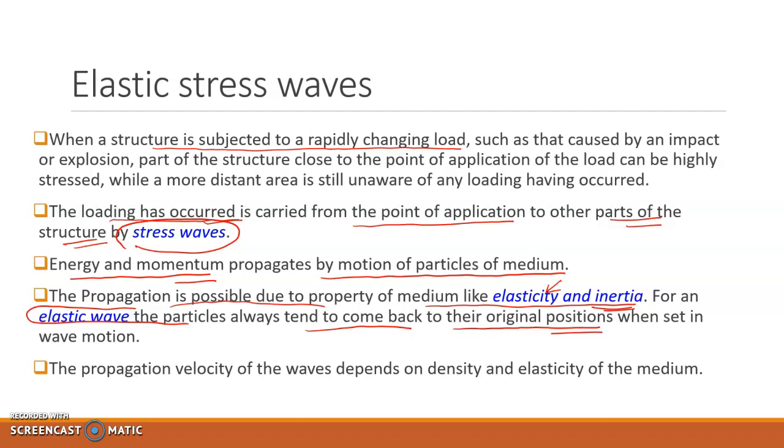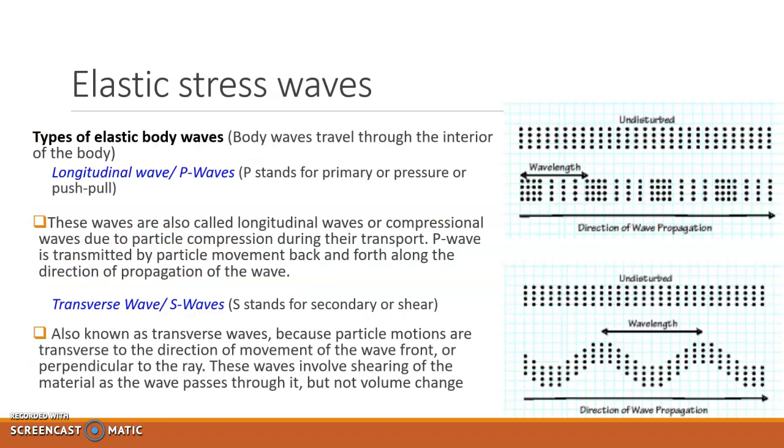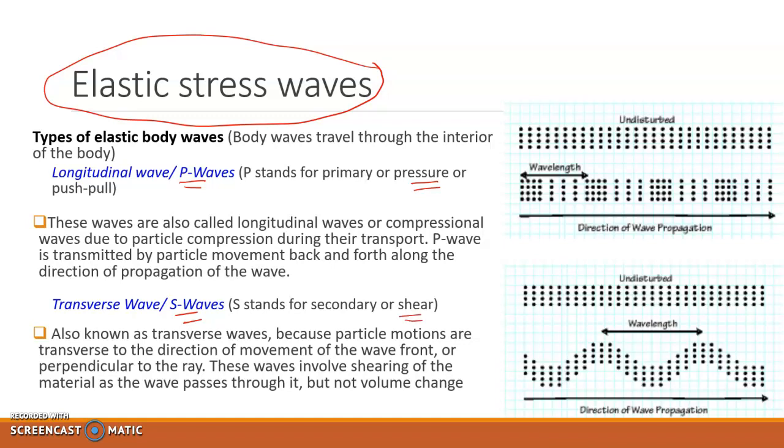The propagation velocity of such waves depends on the density and elasticity of the medium. Thus, these elastic stress waves are classified into different types. The important types are P waves and S waves. The P wave is otherwise known as the longitudinal wave. The P stands for pressure, so it is also known as the pressure wave. The S stands for shear, so that is the shear wave, or otherwise the transverse wave.